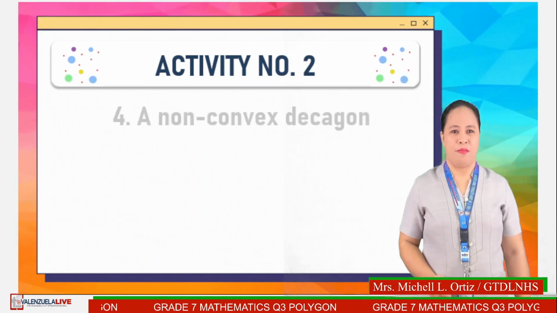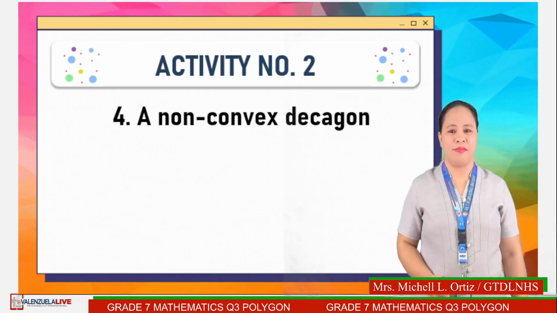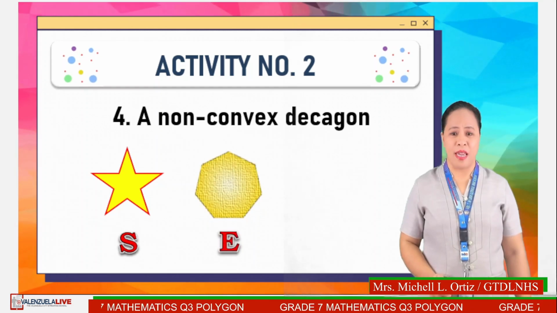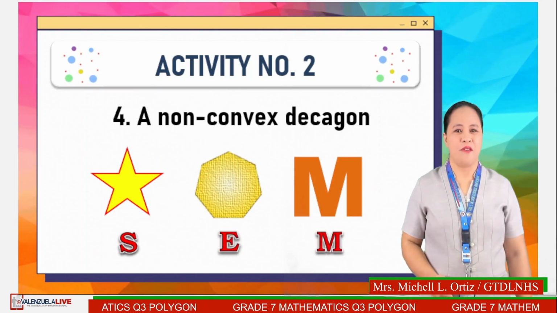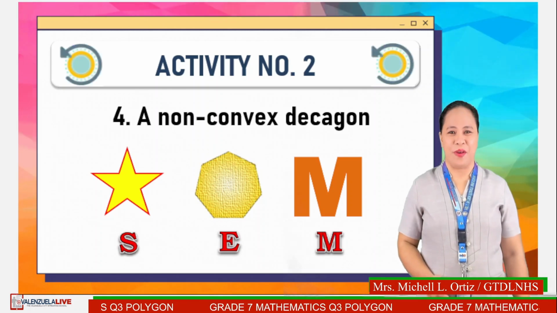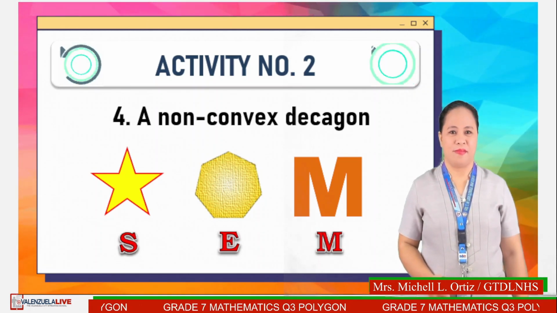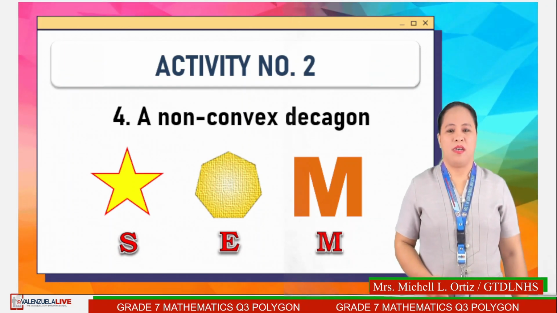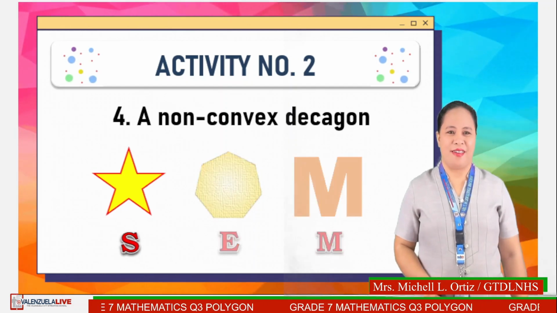Number 4. A non-convex decagon. Is it letter S, letter E, or letter M? 5 seconds, go! The correct answer is letter S.